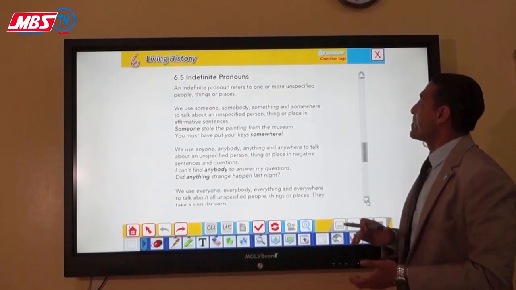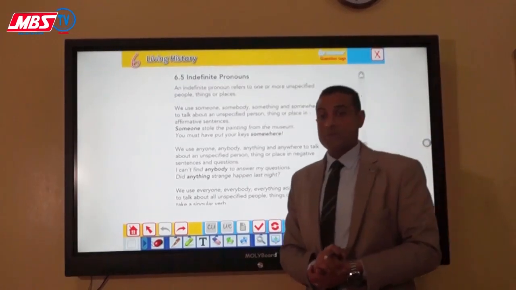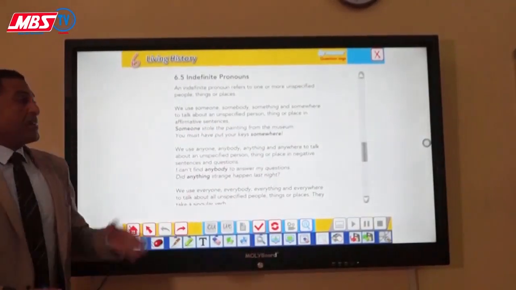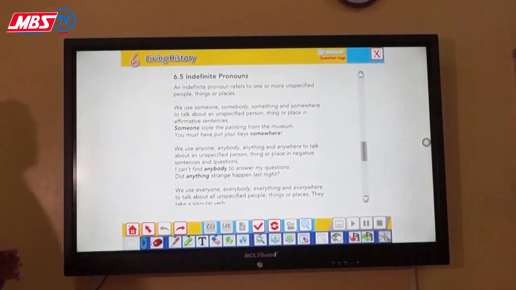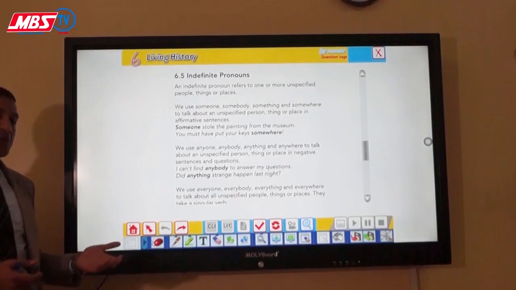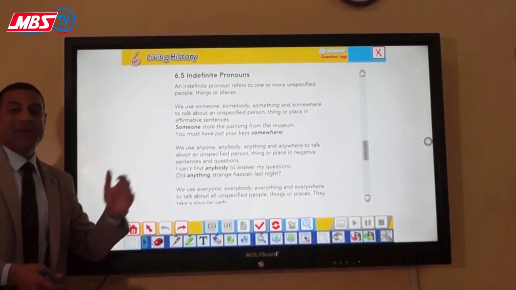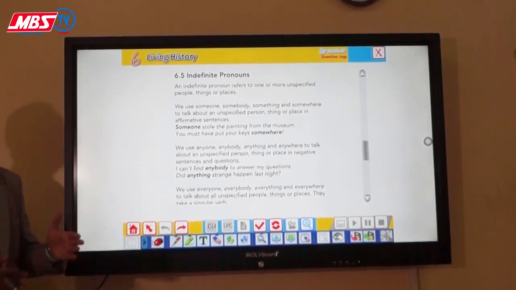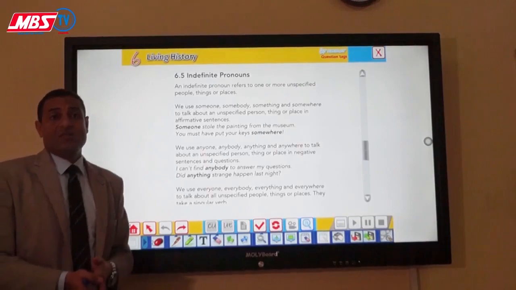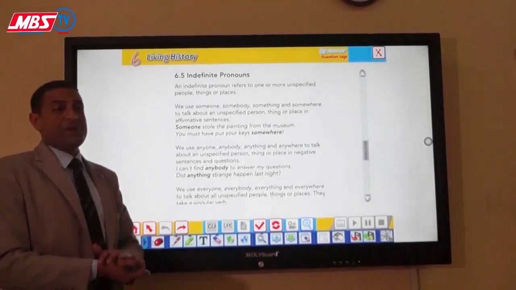Indefinite pronouns. Here, we use them when we talk about someone else. As I said, someone else. I didn't mention who the person is, but I told you someone is a person. Someone, it's not important to know the person.